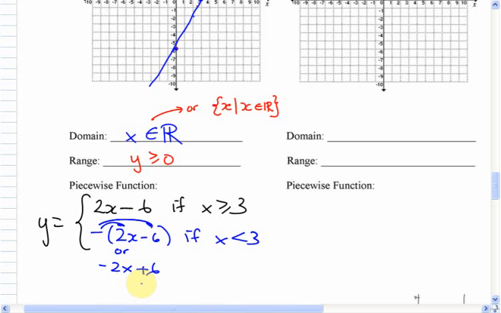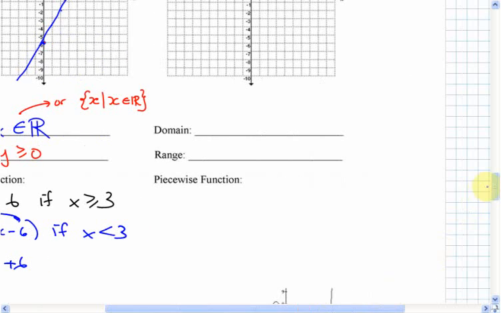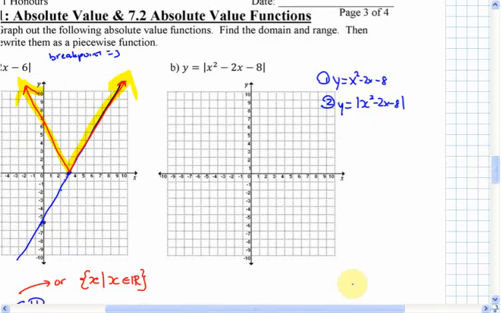All right, let's do the more fun one. Part B. Okay? How do you graph out this?